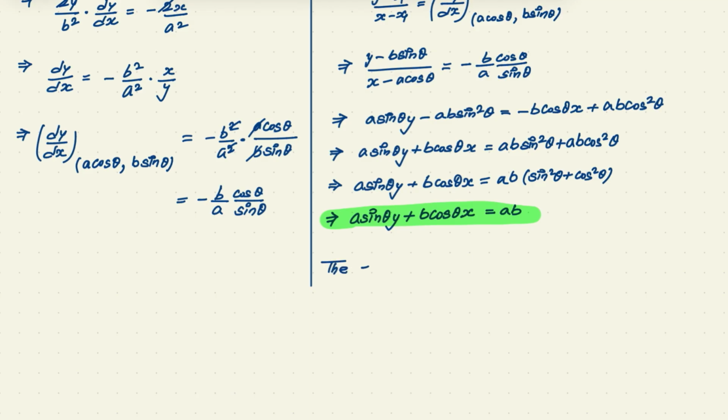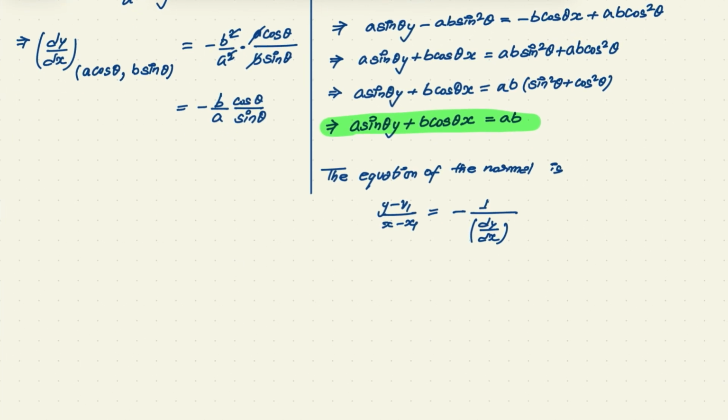The equation of the normal is given by y minus y1 by x minus x1 equals to the slope of the normal, which is minus 1 by dy over dx at the point of contact. So here let us put the value of x1 and y1, then we will have y minus y1 is b sin theta by x minus x1 is a cos theta. Now as I say, the slope of the normal should be the inverse of the slope of the tangent with the opposite sign. Since the slope of the tangent was minus b by a cos theta by sin theta, the slope of the normal will be the inverse of it, that is a sin theta by b cos theta, and with the opposite sign of minus is plus. Or you can put the value of dy over dx and you will get the same thing.